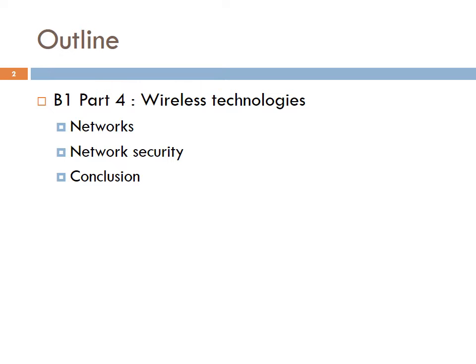So after we have presented the major protocols in wireless networks, and we have focused on the network access layer of IEEE 802.11, we will now start talking about network security and the major network security protocols used in wireless local area networks.